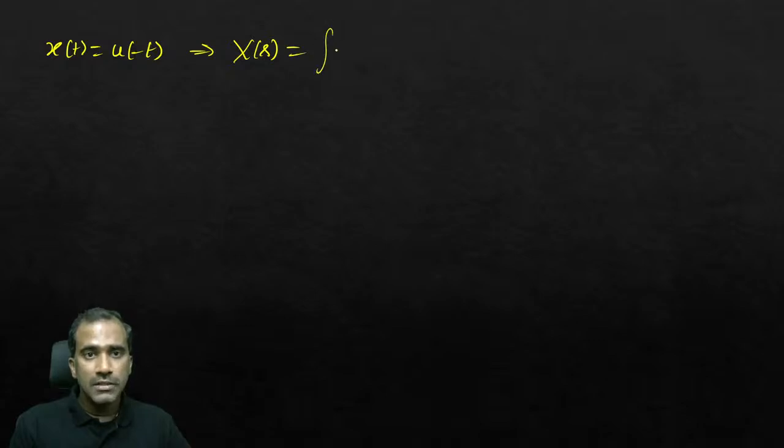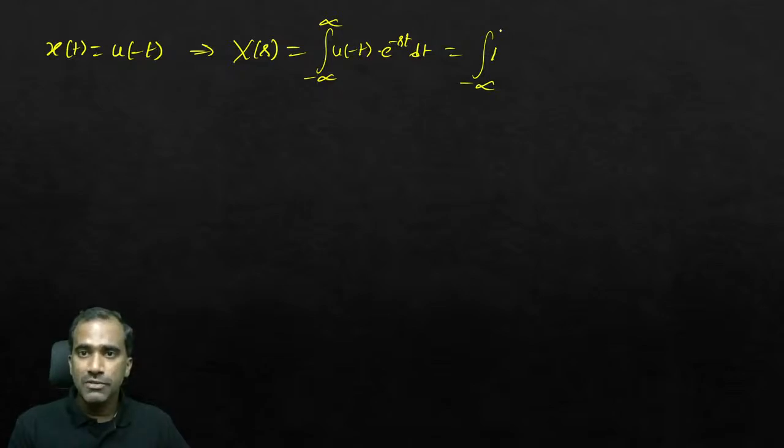Let's take x of t equal to u of minus t. Let's analyze. X of s is equal to the integration of u of minus t into e power minus st dt, with limits from minus infinity to plus infinity. So u of minus t exists only for negative time. The value of u of minus t is 1 only for negative values of time. So for minus infinity to 0, the value of this is 1.